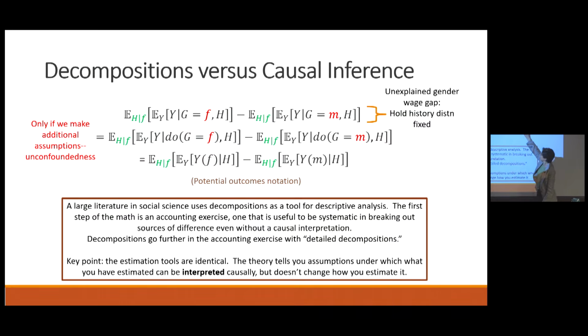So under unconfoundedness, which is that conditional on history, the gender is randomly assigned. Imagine it's not gender, it's a training program, so just go with me. If G was randomly assigned conditional on H, then that equation is the same as the causal effect of G, which can be written either in do-calculus or in potential outcomes notation.